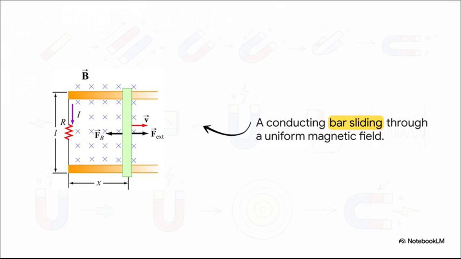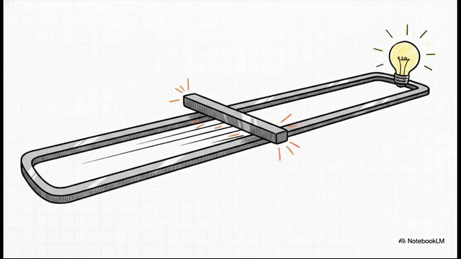the screen. As this bar moves at a steady velocity, the Lorentz force kicks in on the free charge carriers inside the metal. It physically shoves the positive charges to one end of the bar and the negative charges to the other. This separation keeps happening until the internal electric field perfectly balances out that magnetic Lorentz force. This separation of charge creates what we call motional EMF right across the ends of the bar.